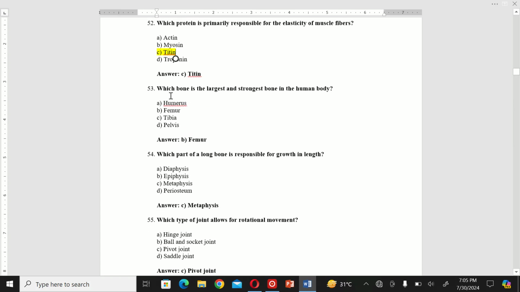The next MCQ is which bone is the largest and strongest bone in the human body? A. Humerus, B. Femur, C. Tibia, and D. Pelvis. So the correct option is B.